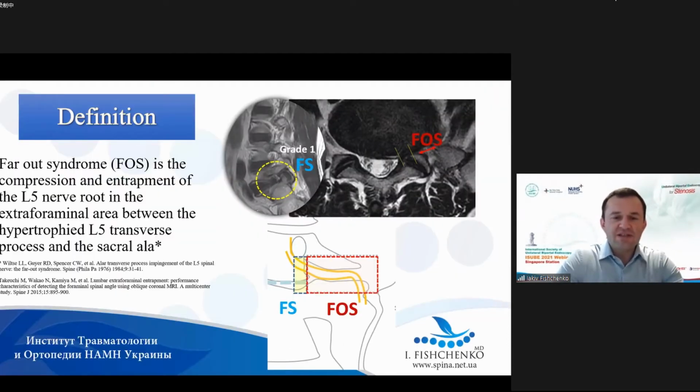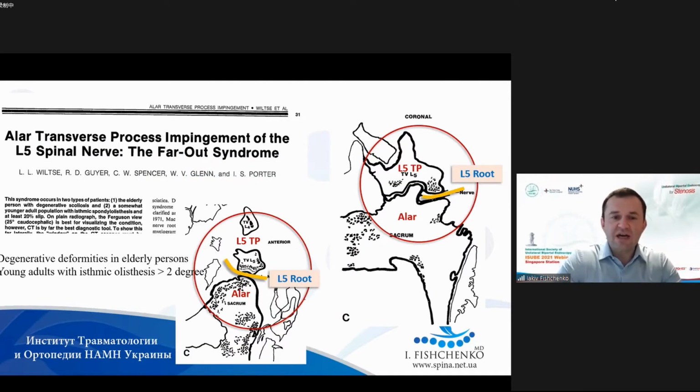So far-out syndrome is a compression and entrapment of the L5 nerve root in the extraforaminal area between the hypertrophied L5 transverse process and the sacral ala. It was first described by Wiltse in 1984, and he found that it's a degenerative deformity in elderly persons, or sometimes he found it in young adults with isthmic spondylolisthesis, more than second degree.